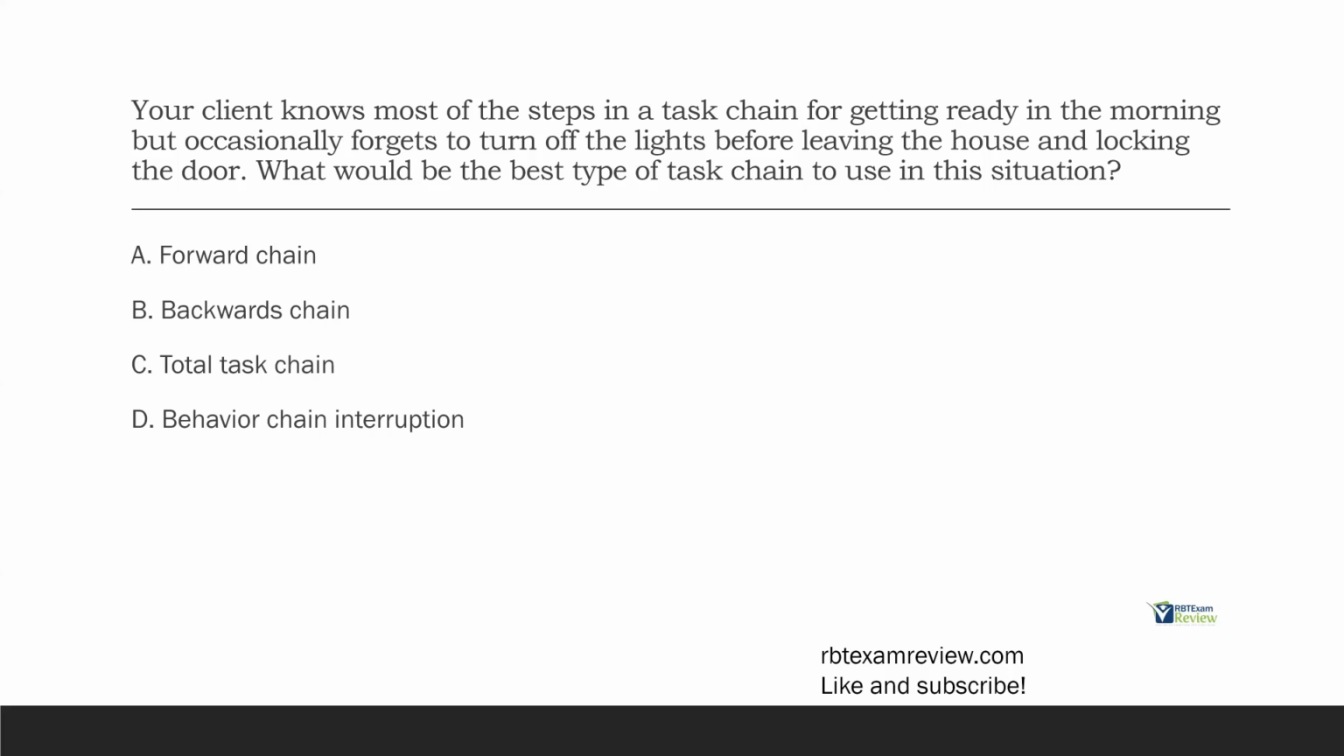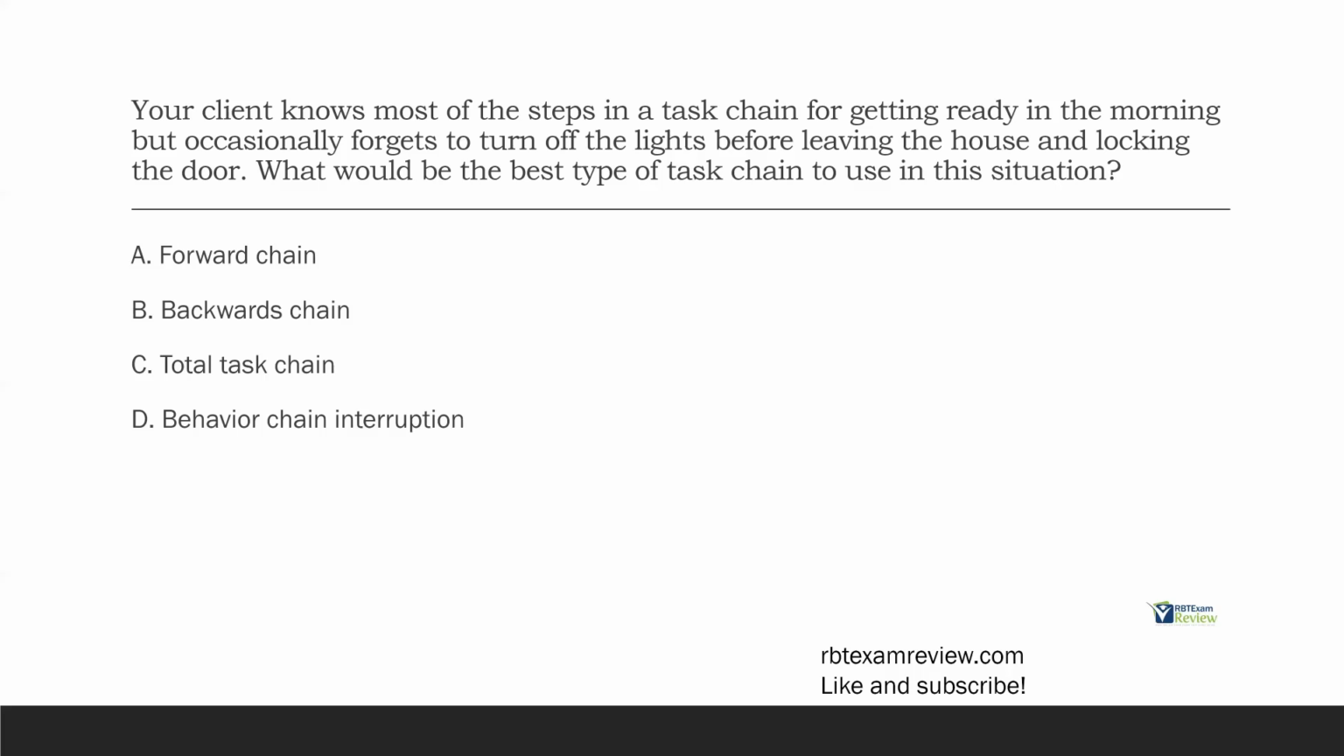Well, it occurs more towards the middle, right? Because after they turn off the lights, then they leave the house and lock the door. So it's not the end of the chain. They also know most of the steps, right? It seems like the only thing they forget is turning off the lights. So when we have a client who knows the majority of a task chain, and it's maybe something in the middle, 1 or 2 steps in the middle, what's the best way to teach that chain?